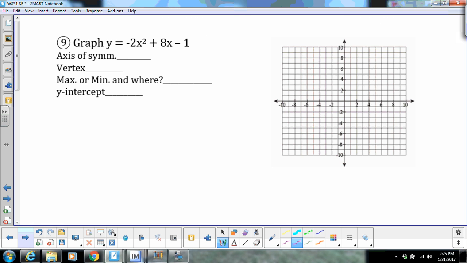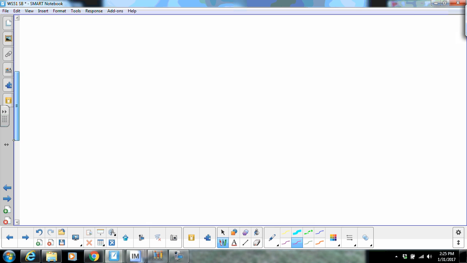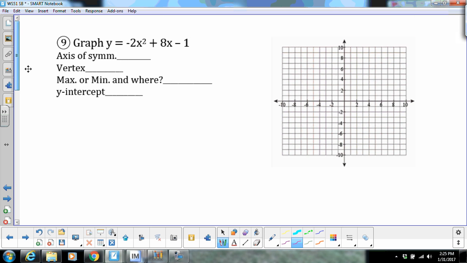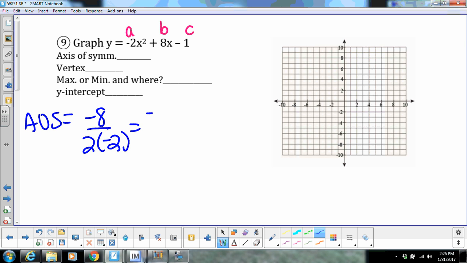Number 9 and number 10 are going to be your graphing parabola problems. I'll work through all of number 9 with you, and then you can do problem number 10. Again, we need to identify our a, our b, and our c, so that we can find the axis of symmetry first. The axis of symmetry gives me the opposite of 8, which is -8, over 2 times -2, so -8 over -4, or 2.